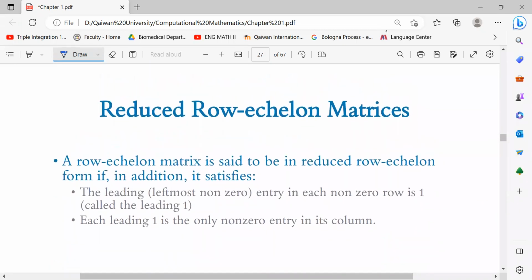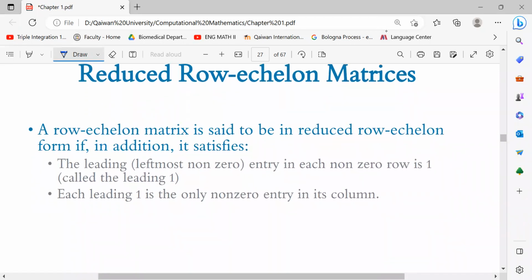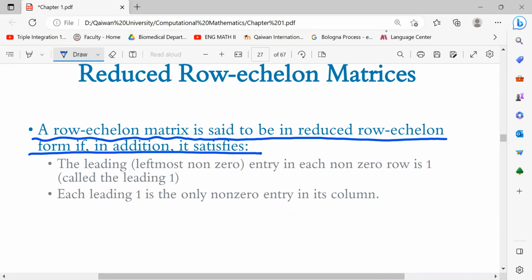We now have reduced row echelon form. We say a row echelon matrix is said to be in reduced row echelon form if, in addition, it satisfies the following. As you see, we have only some additional conditions on row echelon form to get reduced row echelon form. Okay? We say the leftmost non-zero entry in each non-zero row is 1, called the leading one. So the leading entry must be 1.